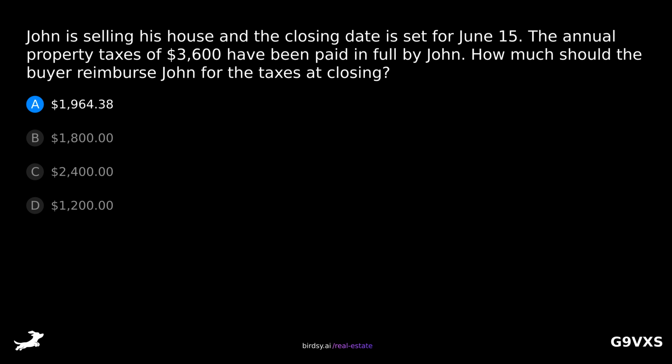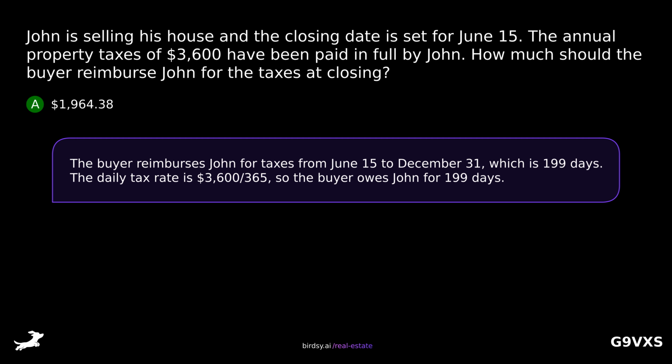How much should the buyer reimburse John for the taxes at closing? Is it A, $1,964.38, B, $1,800, or D, $1,200? The correct answer is A, $1,964.38. The buyer reimburses John for taxes from June 15th to December 31st, which is 199 days. The daily tax rate is $3,600 divided by 365, so the buyer owes John for 199 days.